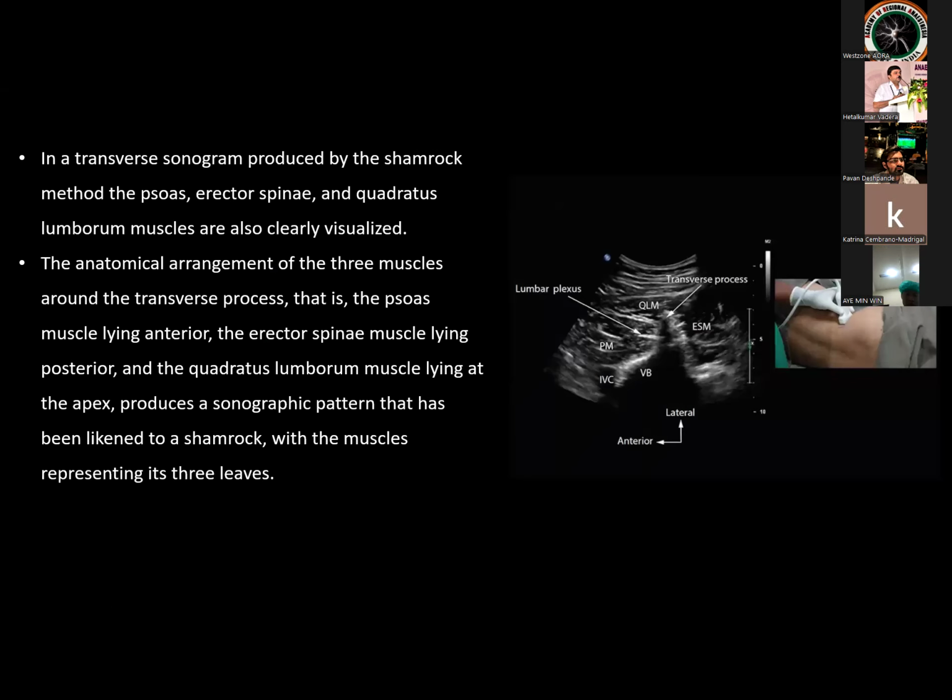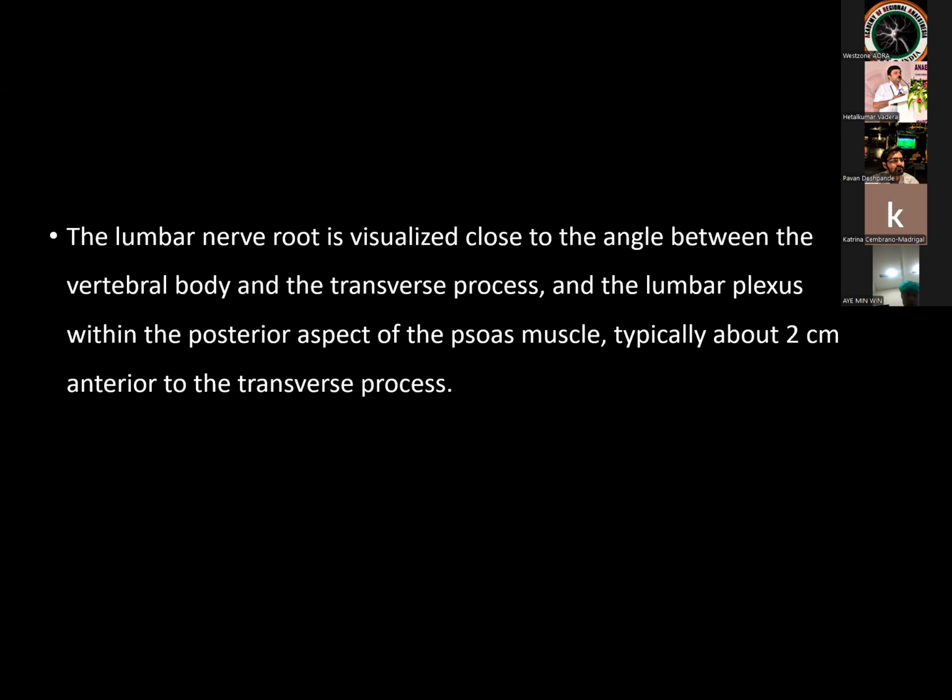So in the transverse sonogram, as we can see in the image, this is the transverse process, which represents the stem of the leaf. And this is the psoas muscle anteriorly, above the quadratus lumborum muscle, and posteriorly the erector spinae muscle, which these three represent as the leaves of the shamrock. The anatomical arrangement is the same, representing three leaves.